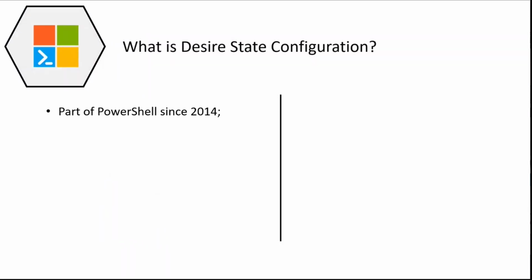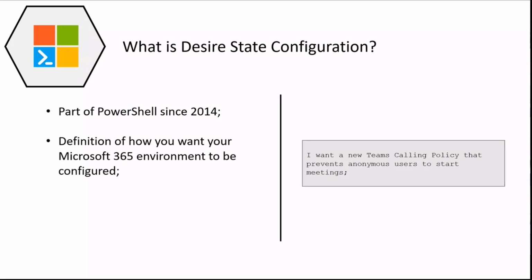Okay. So what is desired state configuration? As I mentioned, it's been released around 2014. I think it's more around 2015. But essentially what it allows you to do is represent your configuration as a definition in a certain way, right? So for example, if you want to say, all right, I want to create a new Teams calling policy that will prevent anonymous users from starting a meeting.